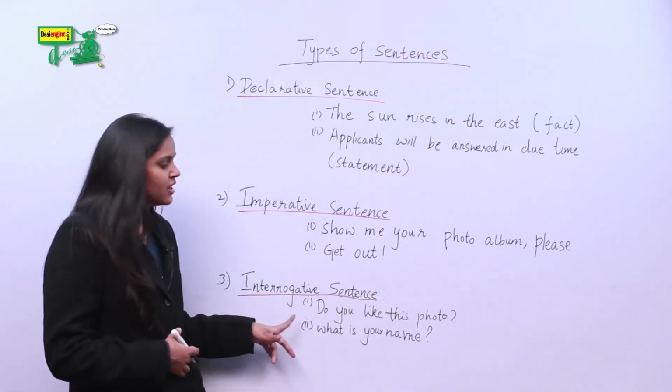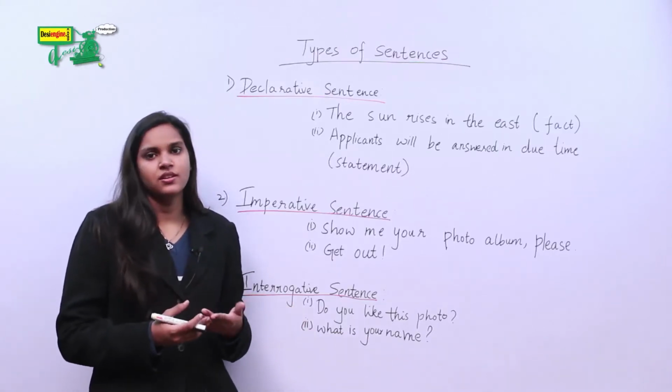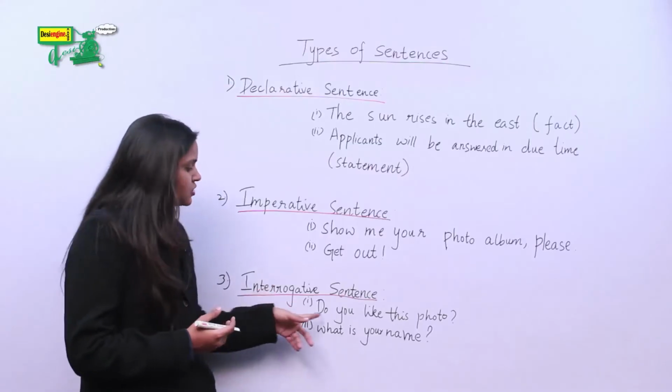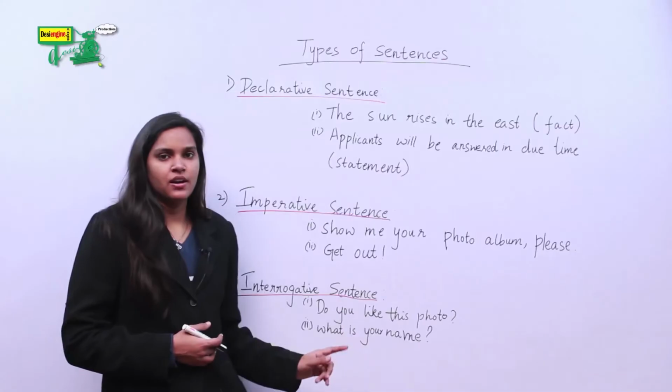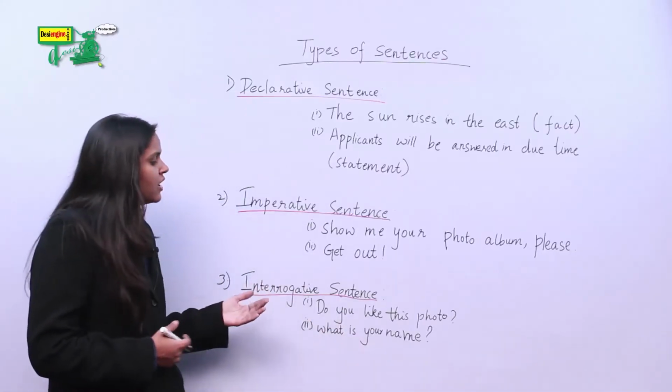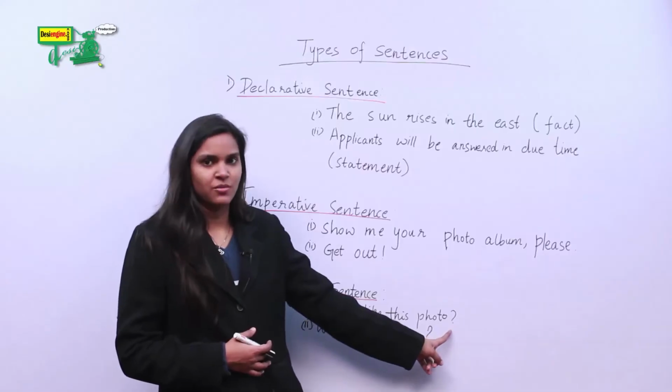Interrogative sentence. Interrogative sentences are basically questions that you ask, like, do you like this photo? Or what is your name? There is a simple tip over here. Interrogative sentences usually end with question marks.